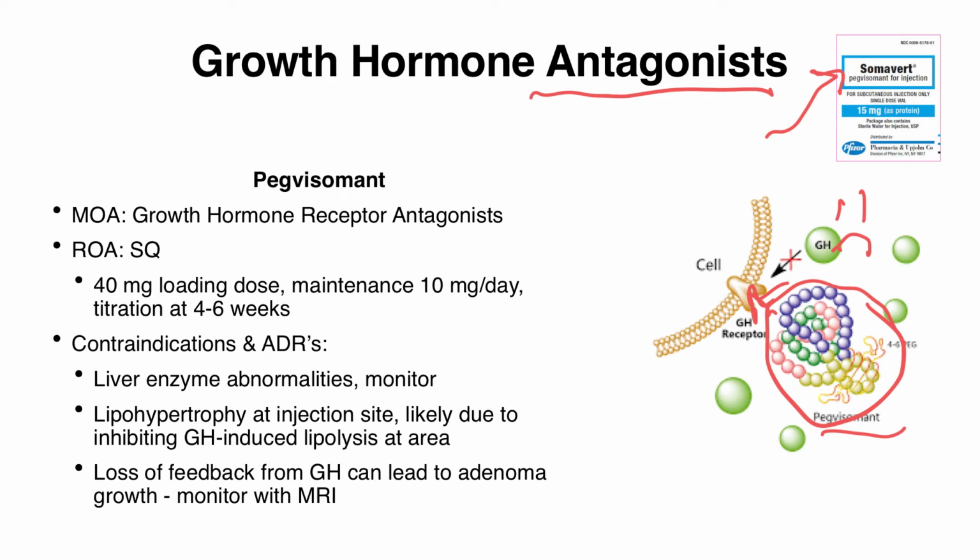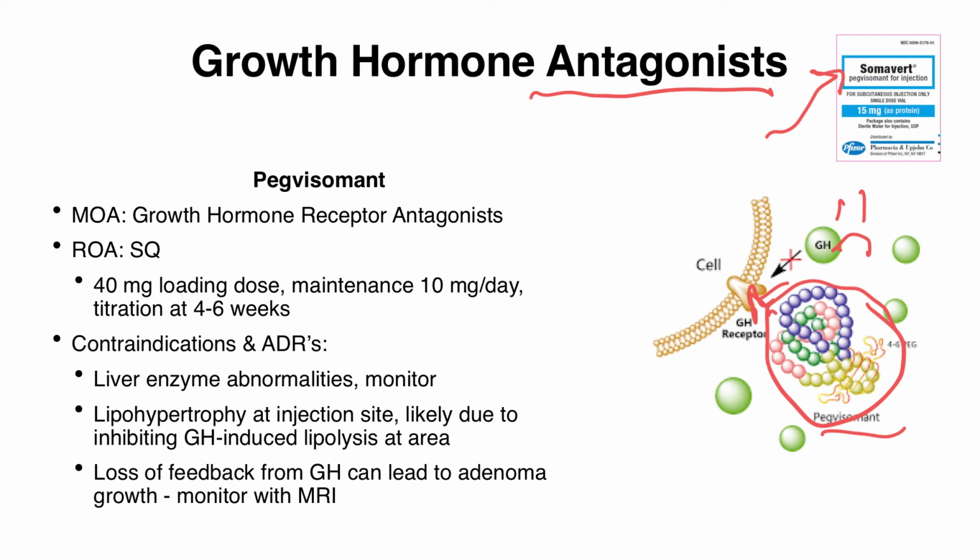Route is subcutaneous. There is a loading dose, meaning you start with a high dose, get the blood levels really high, and then maintain the plasma levels for the rest of the treatment. And that's called a maintenance dose. So loading dose is 40 mgs, maintenance is about 10 mgs a day, and titration, meaning adjusting of the dose, occurs at about 4 to 6 week intervals.